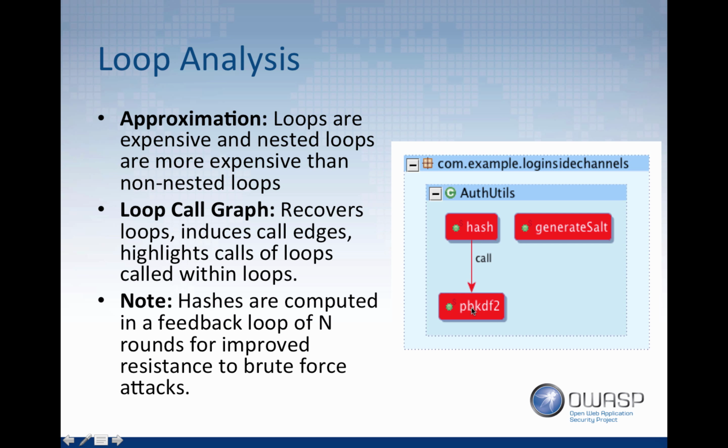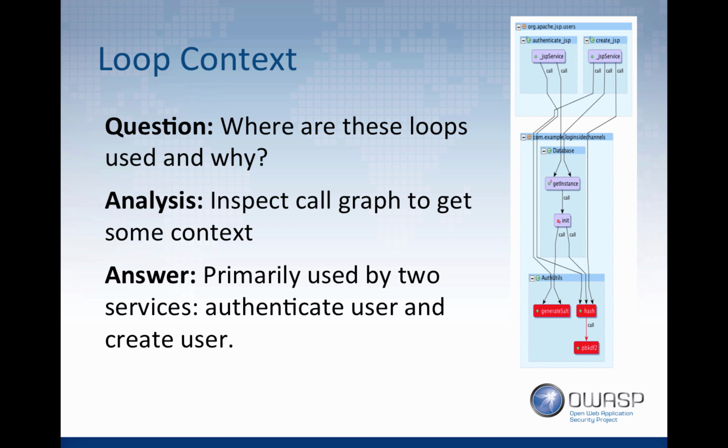And so you see hash calls PBKDF2, which is a scheme for taking hashes in a feedback loop. It improves resistance to brute force attacks, because now the attacker has to do more work. It's increasing the computation by n, where n is how many times you go through that loop. Okay, so we're just going to say that these are expensive operations because they use loops. That's just our approximation. And the next thing is, where are these loops used in the program?